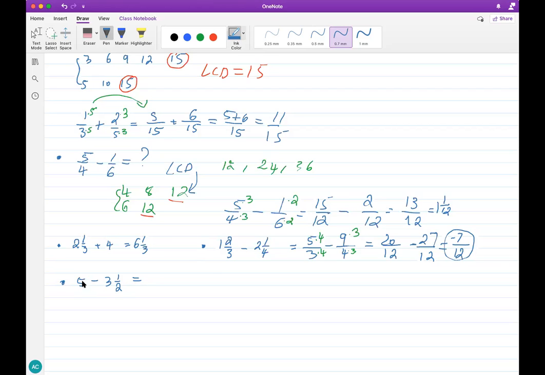So we have two different types of numbers, a whole number and a mixed number. First, we're going to turn them into what? We can turn both into fractions, right? We can turn 5 into a fraction by putting 1 in the denominator, and then 2, so we're going to have 6. 3 times 2 is 6, plus 1, 7.